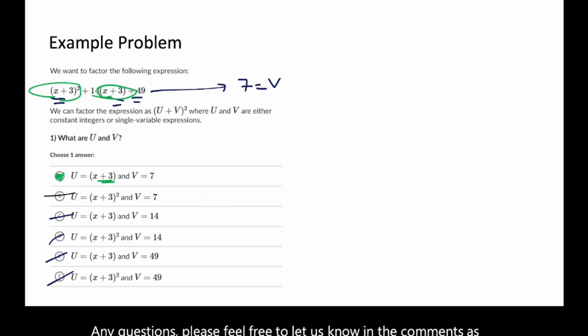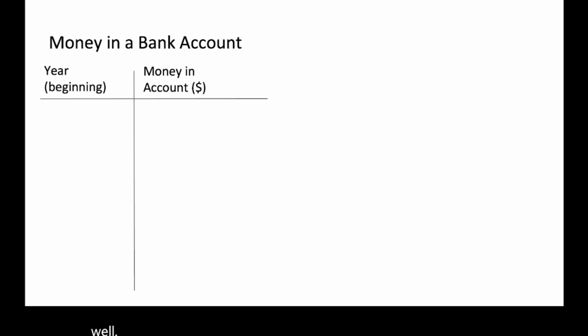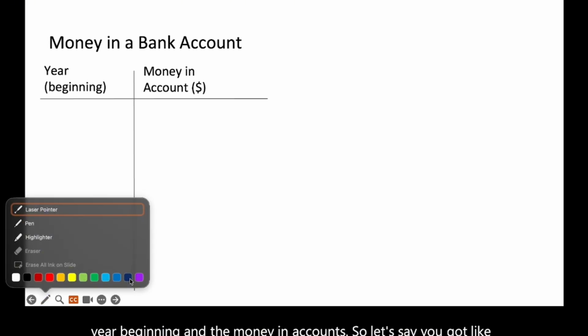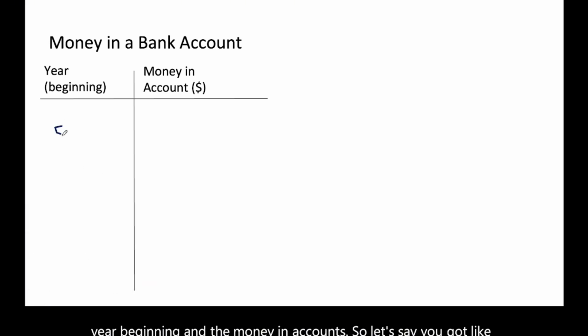So let's go over now in terms of geometric series. Let's talk about the year beginning and money in an account. So let's say you've got $5, for example. You've got $5 in your account, right? So you've got $5.